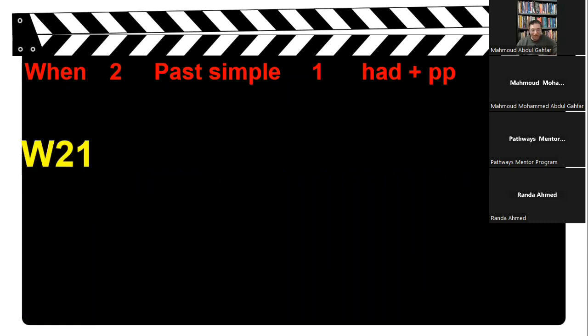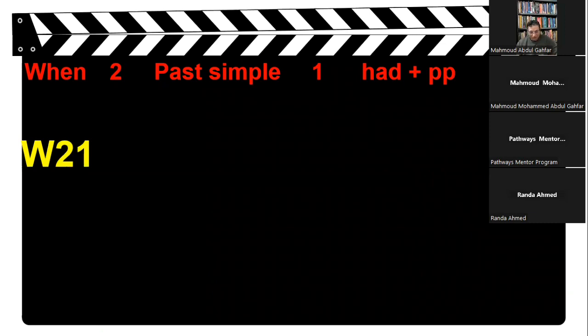Also, when can be followed by the past simple, which is number 2, the second action, and then comes after it the first action at the end of the sentence, which is had plus the past participle of the verb. Before I show you the code of this rule, can anyone tell me in the chat box what the code will be? Can anyone write the code? Yeah, W. Great. W21. Very good. Thank you. So the code will be W21.